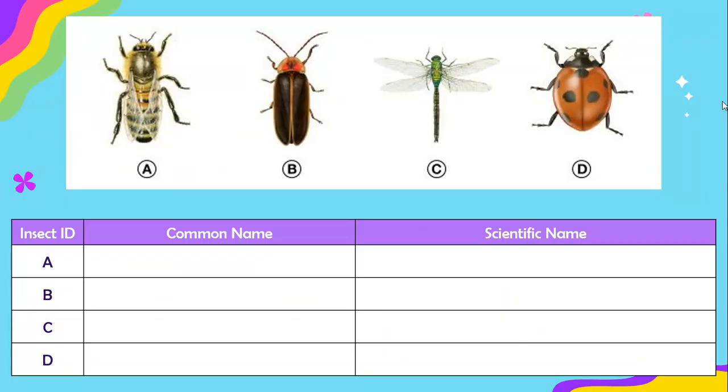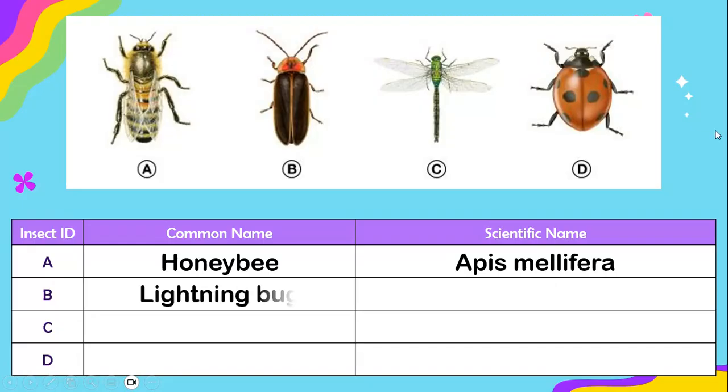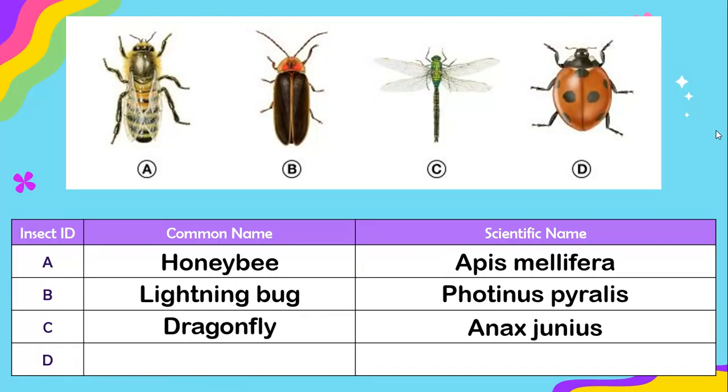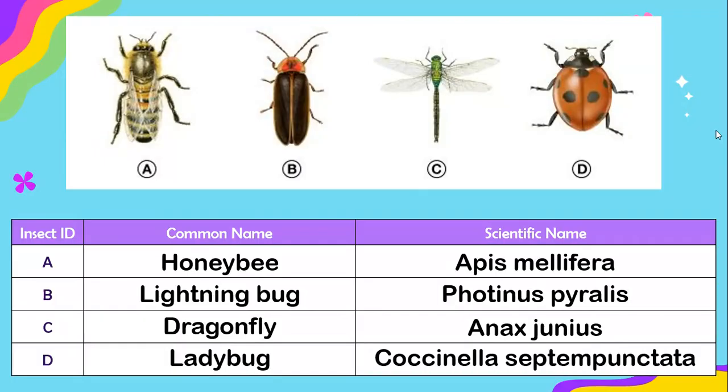So using that key, you should have found A is the honeybee, scientific name is Apis mellifera. B is a lightning bug, scientific name is Photinus paralysis. C is a dragonfly, Anax junius. And D is a ladybug, Coccinella septemplicata.